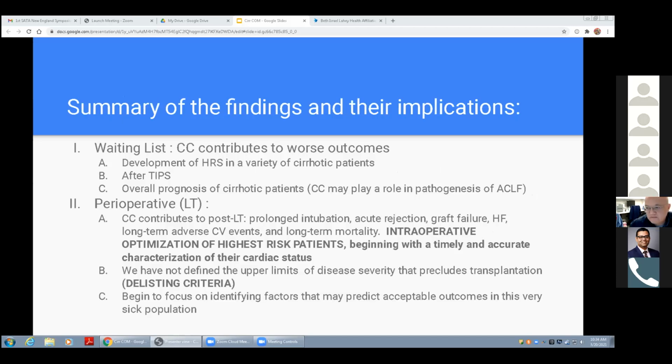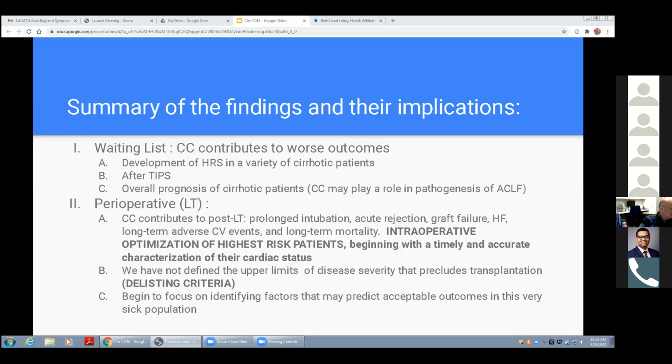Finally, summarizing everything, while on the transplant list, cirrhotic cardiomyopathy contributes to the development of hepatorenal syndrome. It contributes to worse outcomes following TIPS. And there are some studies suggesting a role in the pathogenesis of acute-on-chronic liver failure. For cirrhotic cardiomyopathy in the peri-transplant period, this condition obviously confers increased risk in the perioperative period for prolonged intubation, graft failure, heart failure, and long-term mortality. Therefore, it behooves us to do three things at the time of transplant.